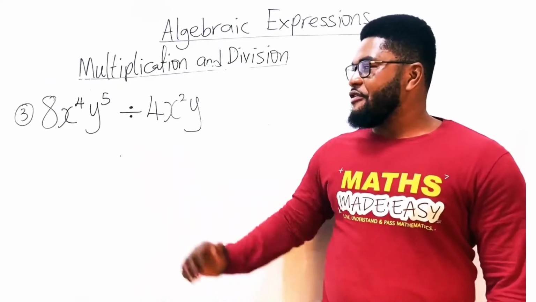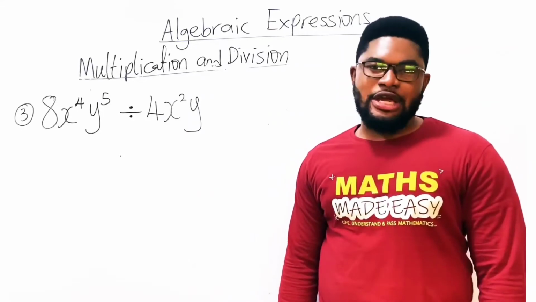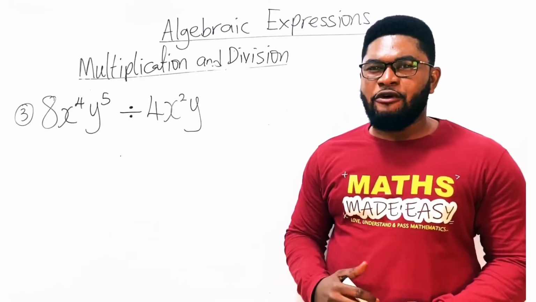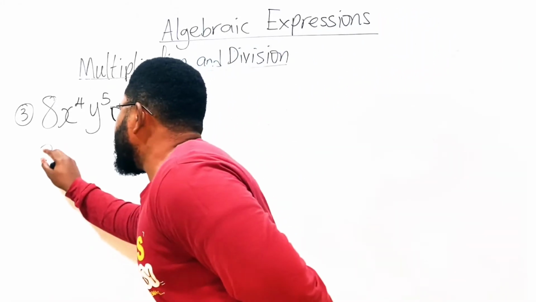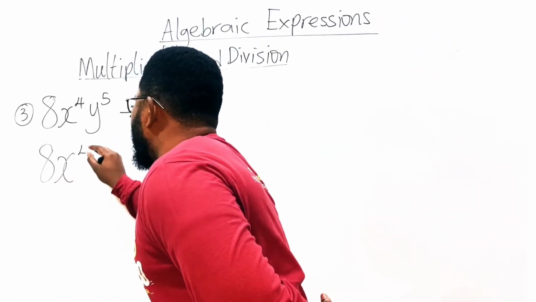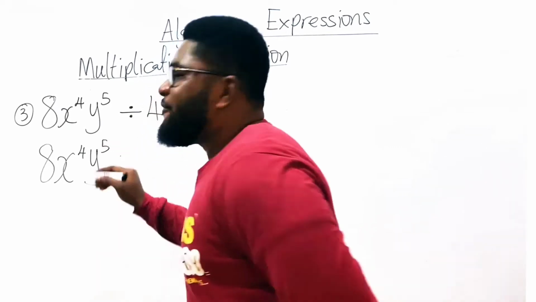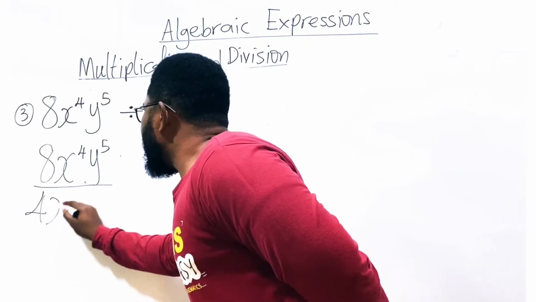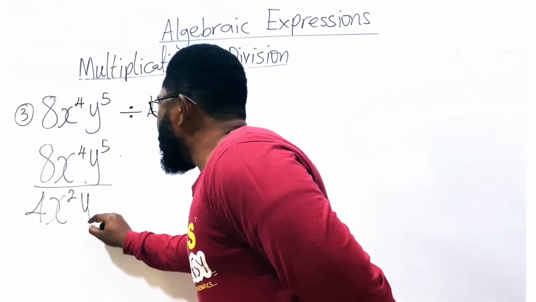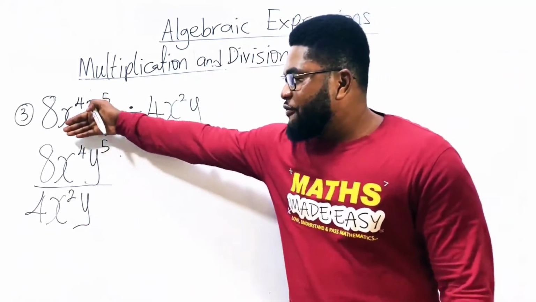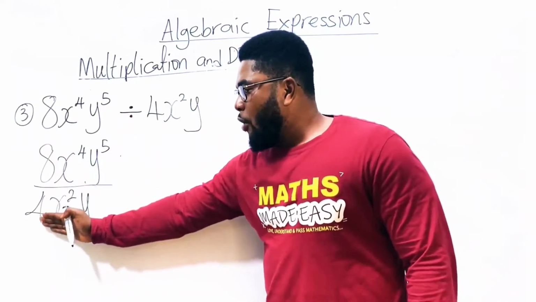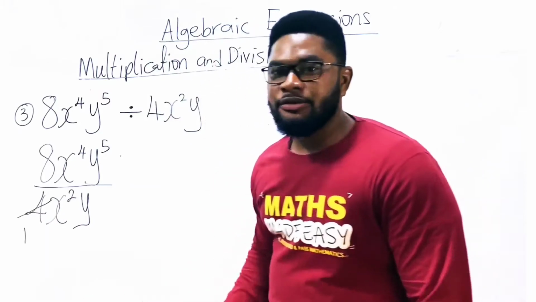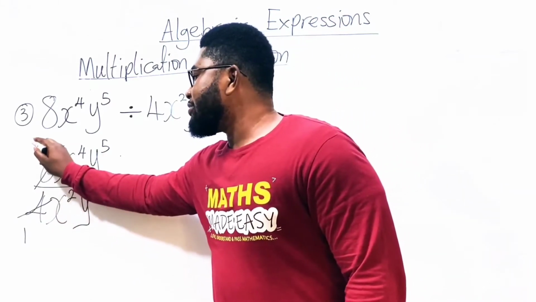Let's use a different approach to solve the question number 3. Now let's rewrite this question in the numerator and denominator form first of all. So it becomes 8x raised to the power 4 y raised to the power 5 all divided by 4x raised to the power 2y. Checking from the coefficient, we have 4 and 8. So 4 will go into itself 1 and go into 8 2.